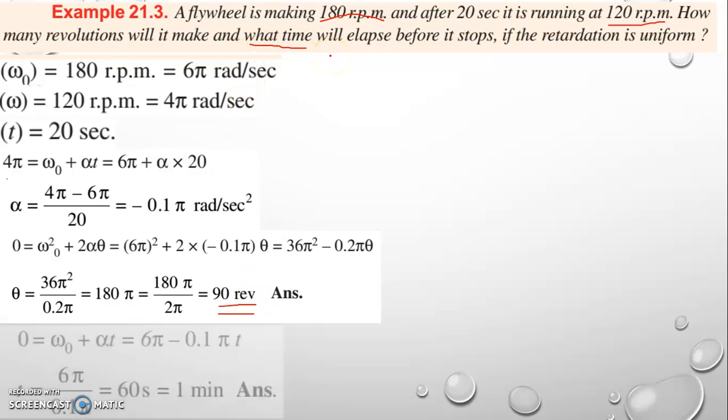And next we have to calculate the time taken. That is v is equal to u plus at. Initial velocity is 6 pi and final velocity is 0. Alpha is known, 0.1. So we can calculate the time as 60 seconds, or in terms of minutes, 1 minute. These are the initial basic problems of rotation. We are just using the linear motion equations and finding the final answer.